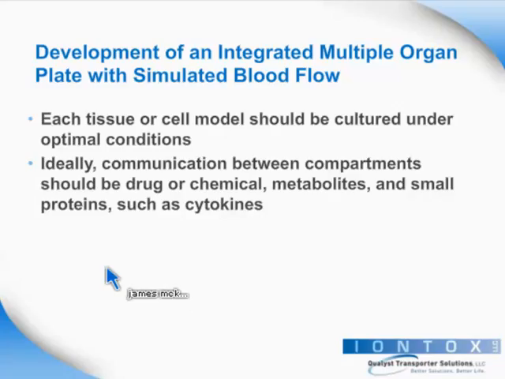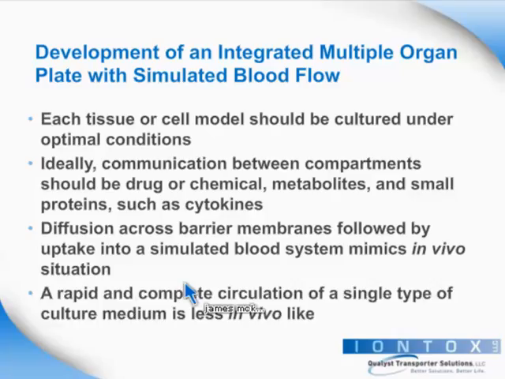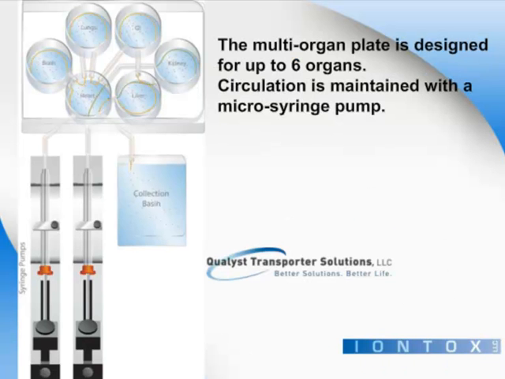Ideally, we want communication between compartments to be of the drug or the chemical, its metabolites, and maybe small proteins such as cytokines. Diffusion across barrier membranes is essential for understanding these systems and to mimic the in vivo situation. And a rapid, complete circulation of complete media just doesn't do it. It's not an in vivo-like system.